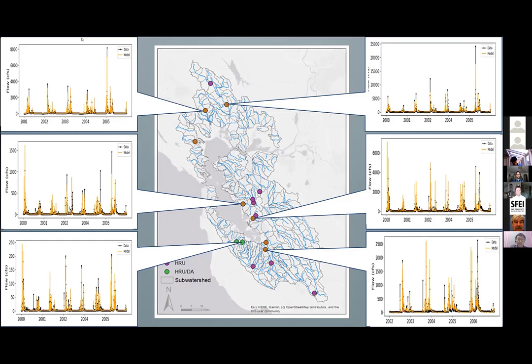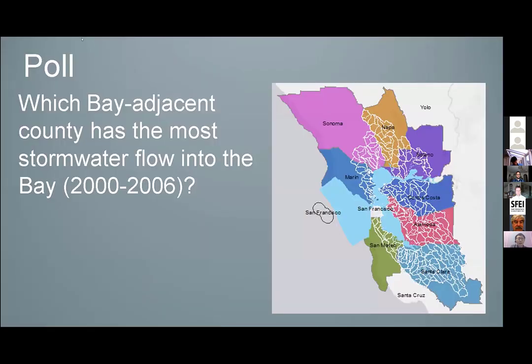We want to launch a poll question for the audience. Which of the bay adjacent counties has the most stormwater flow into the bay for the years 2000 to 2006? You can put in your answer with your knowledge of geography 101 or just give a random guess. And San Francisco is not included because it has a combined sewer system, so the stormwater flows into a different pathway.